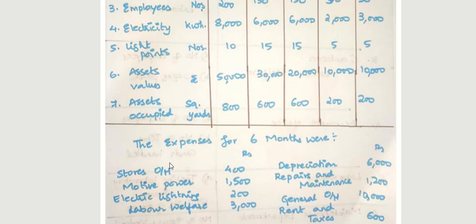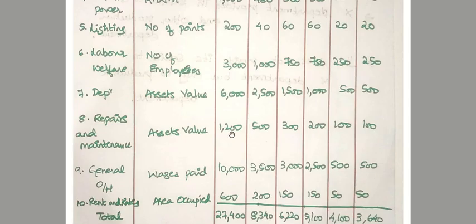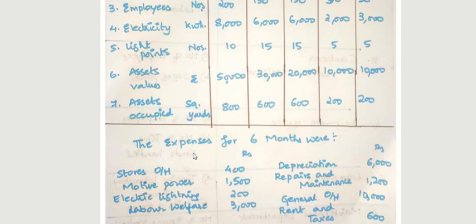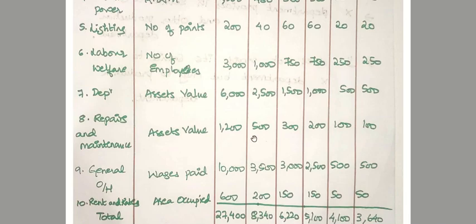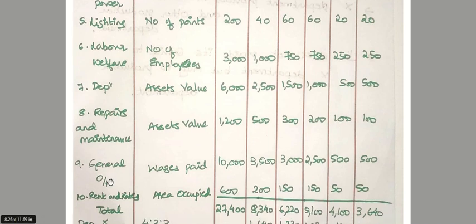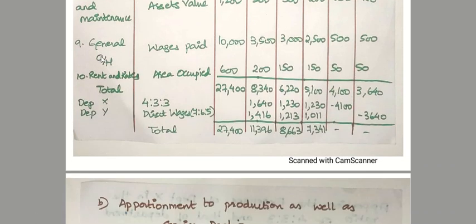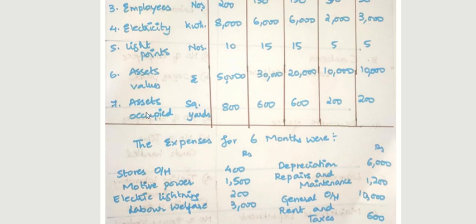Next you have your expense as repairs and maintenance. Your total amount is what? 1200. So repairs and maintenance 1200, which is apportioned based on asset value, which is given in your question. On that ratio of apportion you will get 500, 300, 200, 100 and 100. Next we have the general overheads, which you will apportion based on wages paid.